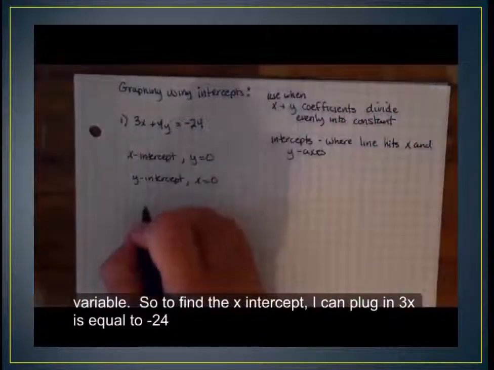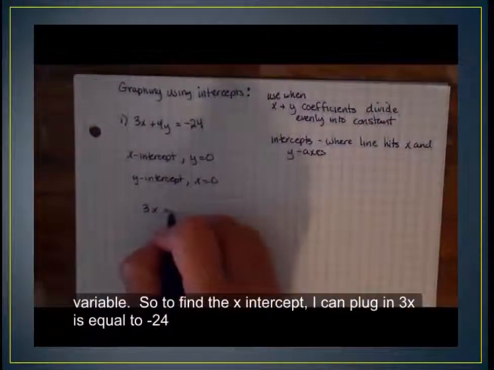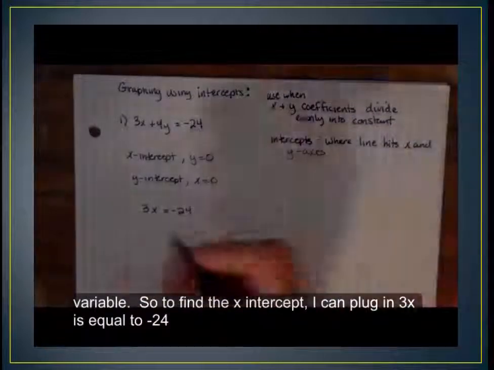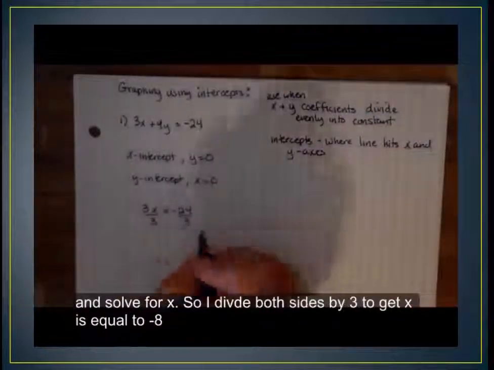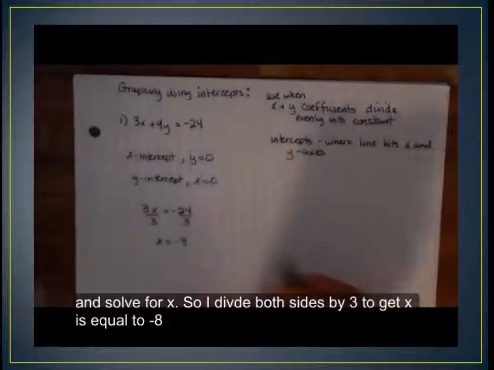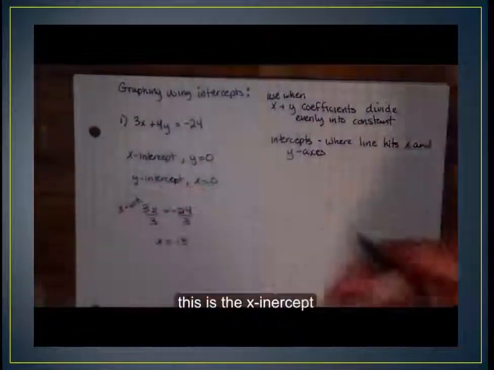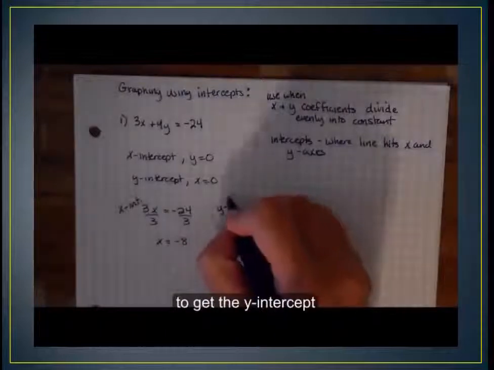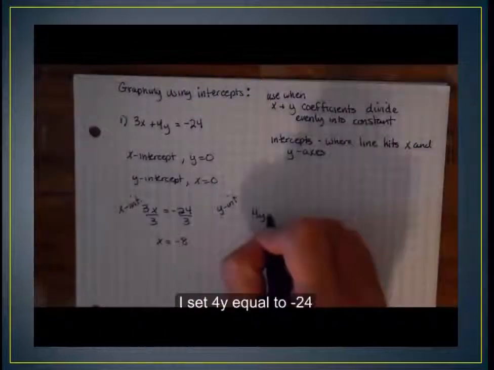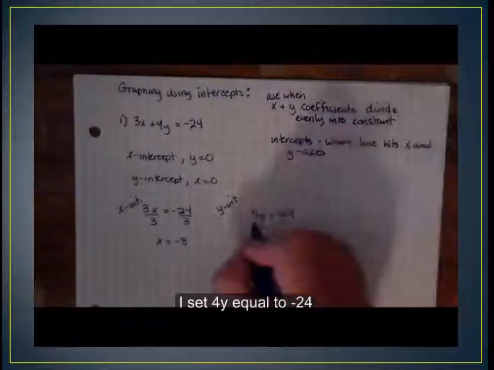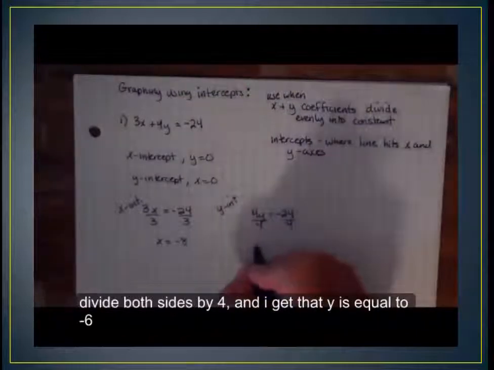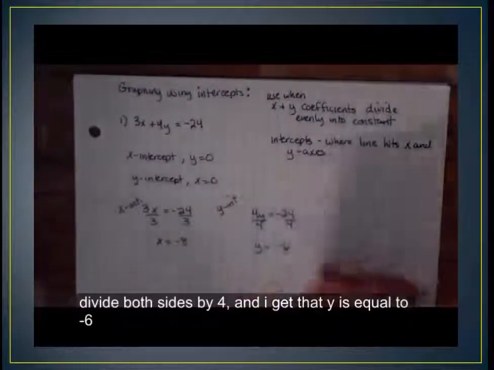So to find the x-intercept, I can plug in 3x is equal to -24 and solve for x. So I divide both sides by 3 to get x is equal to -8. This is the x-intercept. To get the y-intercept, I set 4y equal to -24. Divide both sides by 4, and I get that y is equal to -6.